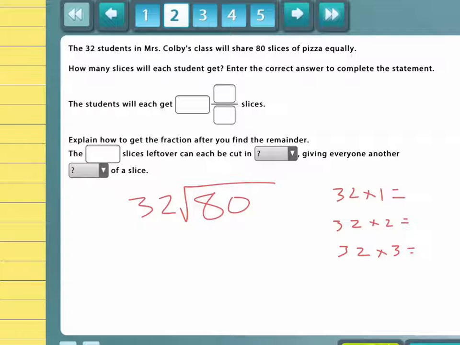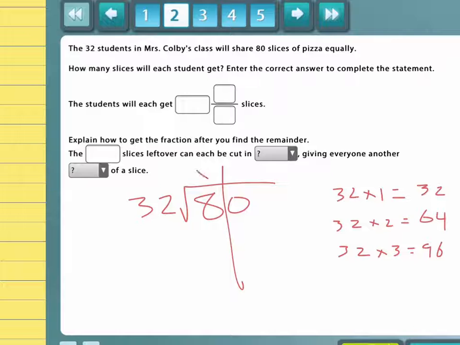There are 32 students in Miss Colby's class, and they're going to share 80 slices of pizza. How many slices will each student get? Well, I'm going to use multiplication to figure out my estimate. So 32 times 1 is 32. 32 times 2 is 64. And 32 times 3 will be 96.